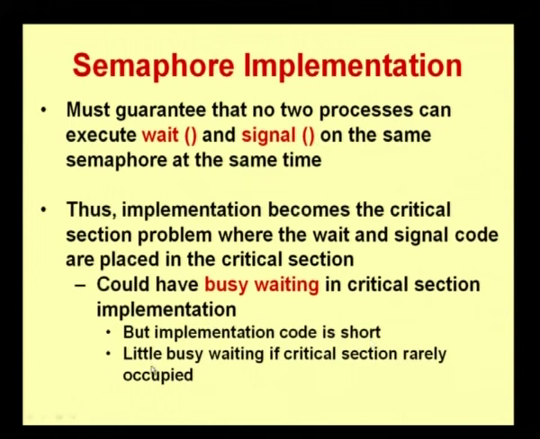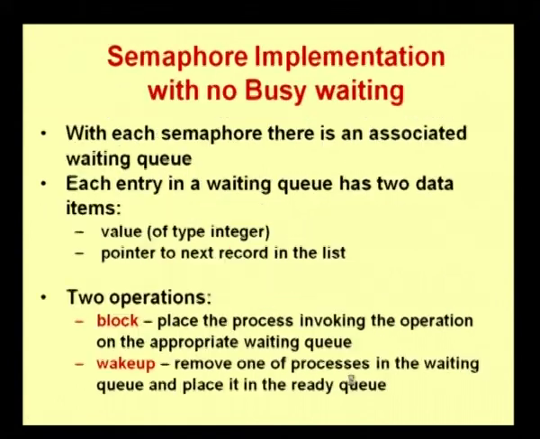And in the case of busy wait, there is little busy waiting if the critical section is rarely occupied. Then the other case is said to be no busy waiting. In no busy waiting, with each semaphore there is an associated waiting queue. Each entry in a waiting queue has two data items. One is a value of type integer, the other is a pointer to the next record in the list.